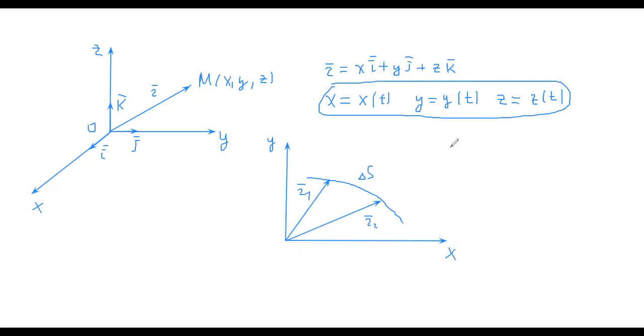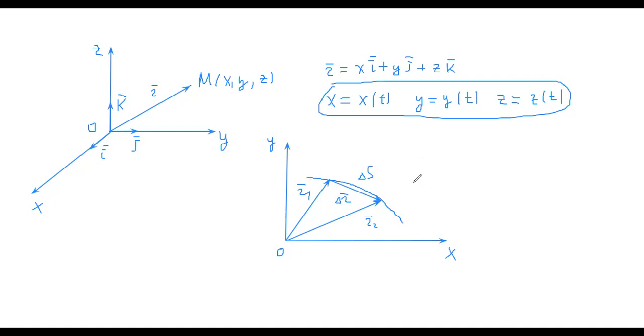We can describe this with the so-called displacement vector. What is displacement vector? Displacement vector begins in initial point and ends in end point, final point. It can be signed as delta r.